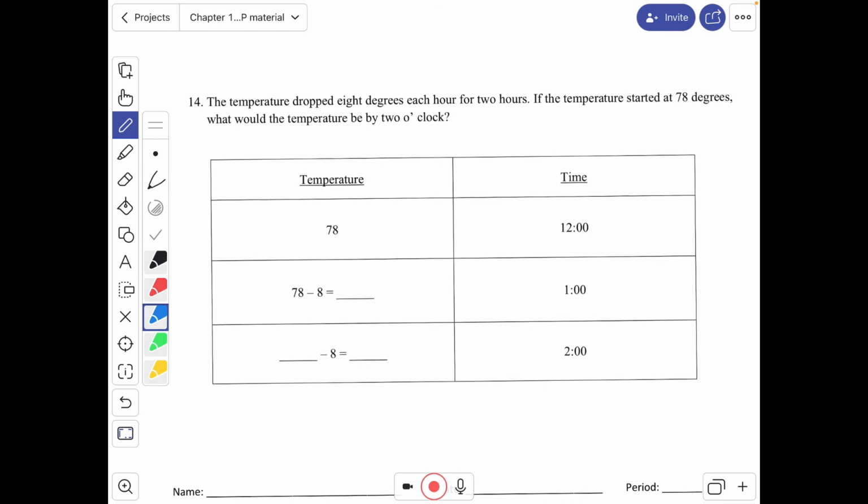Number 14. The temperature dropped 8 degrees each hour for 2 hours. If the temperature started at 78 degrees, what would the temperature be by 2 o'clock? So it starts at 78, and if it drops 8 degrees by 1 o'clock, it's going to be 70. And then for 2 o'clock, we need to subtract again, so 70 minus 8, 62. At 2 o'clock, the temperature would be 62 degrees.